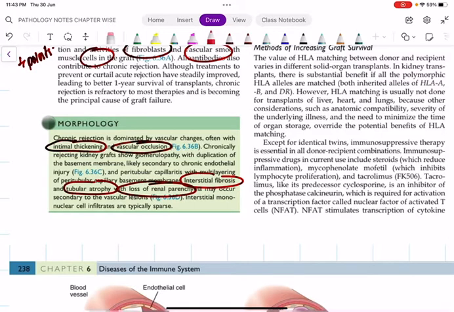Okay, here also remember: number 1, intimal thickening. Number 2, vascular occlusion. Number 3, interstitial fibrosis. Number 4, loss of renal parenchyma. Number 5, tubular atrophy. These are the keywords you have to write.